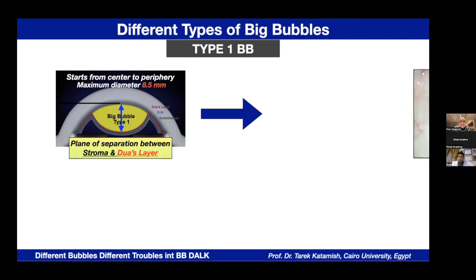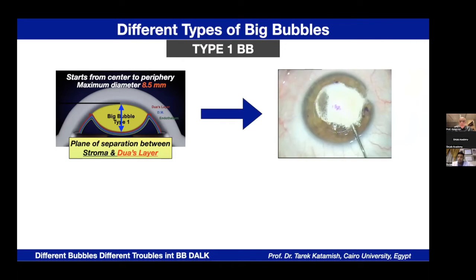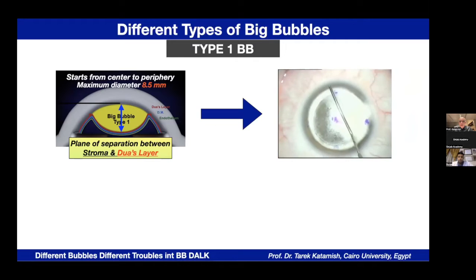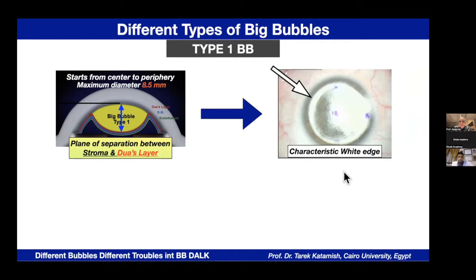Clinically, as I have mentioned, you will find this bubble has a characteristic white edge. This is the characteristic white edge I am speaking about. This is the attachment of Dua's layer to the stroma, and this white color is because of the emphysema at this site, because the air is trying to escape beyond, but it is trapped at this site.